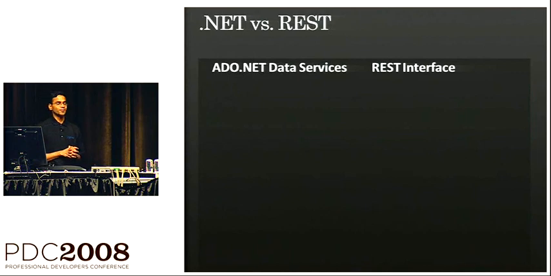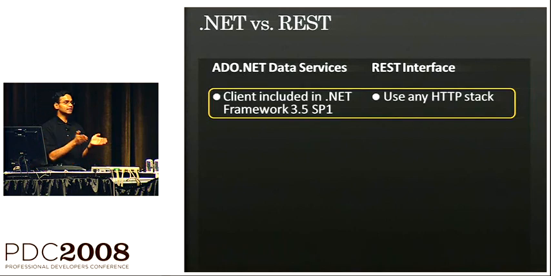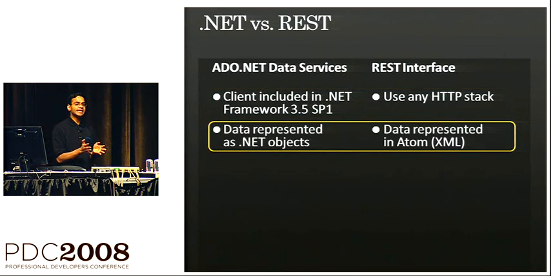So let's summarize what we saw. You can write your applications using either .NET or REST. In one case, you would use a client which ships with .NET 3.5 SP1, so if you want to use no additional code, you can do it. If you're working with any platform and any program, you can use any HTTP stack. You could work either with data as .NET objects, which is really convenient. You have your IntelliSense, you have your type checking and all those things. Or you can work with data which is represented in Atom or XML. That will work with your standard AJAX toolkits and other such things.